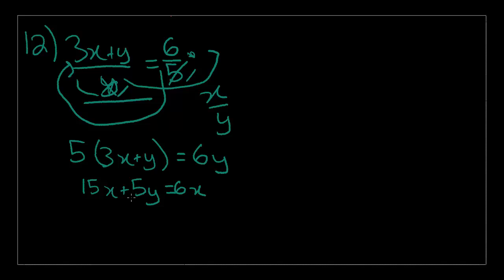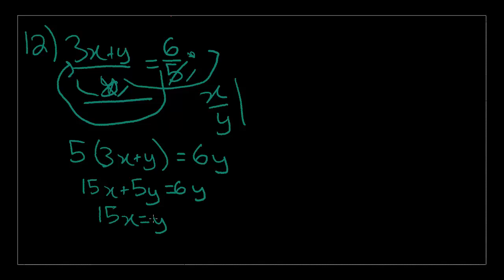And then we subtract the 5y on both sides to get 15x is equal to y. Well, now we need to find x divided by y. So let's just find out what 15 equals.